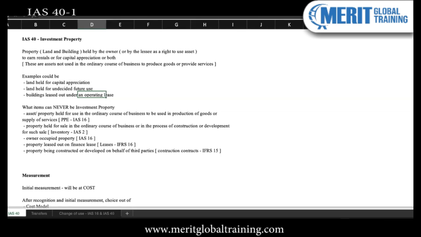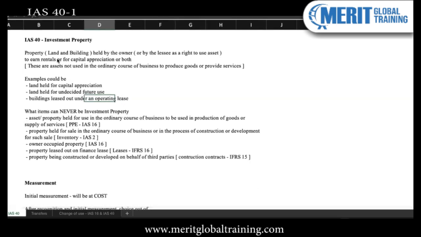Now, the name itself says investment property, which means we are only talking about land and building here, no other asset. Property, that is land and building, held by the owner or by the lessee as a right-of-use asset to earn rentals or for capital appreciation or both.